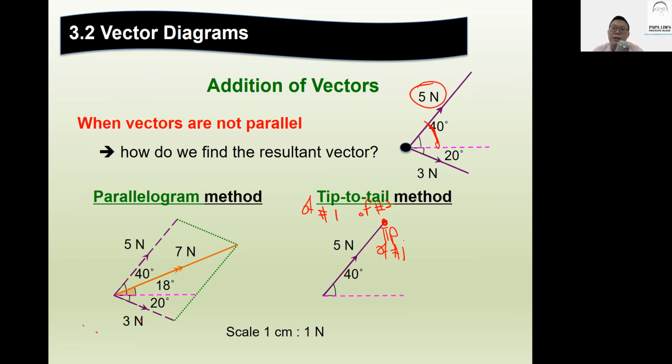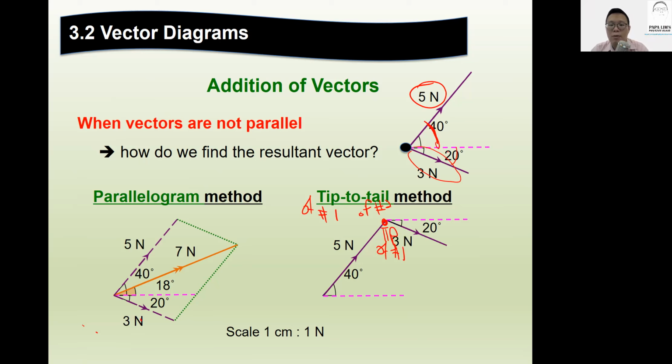So where do I find the second force? The second force is this 3 Newton, which is below the 20 degree line. Same thing, I will make sure the orientation cannot change. So I will just shift the 3 Newton force from the bottom all the way up, so that it touches the tip of my force 1, which is the 5 Newton.